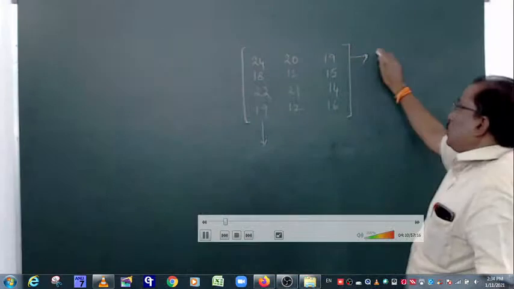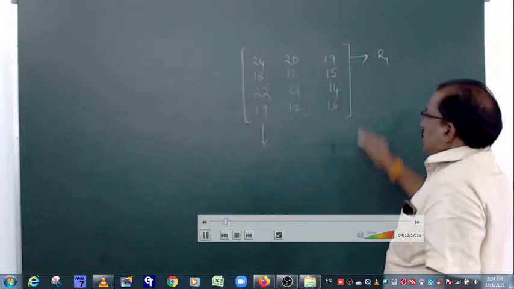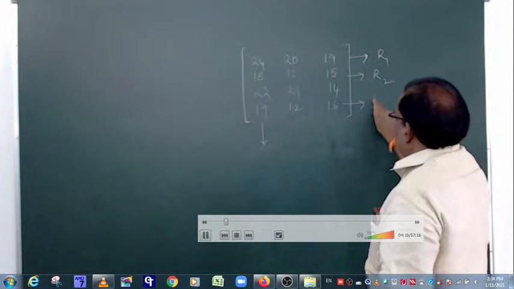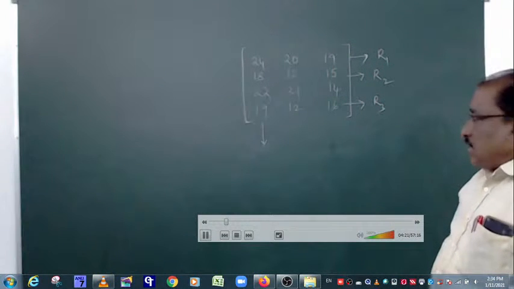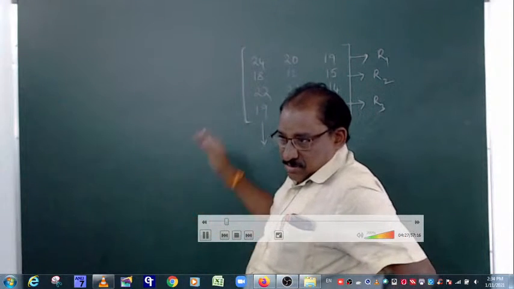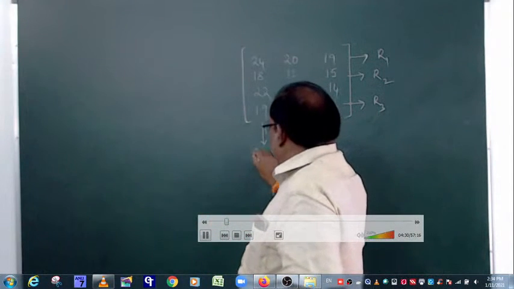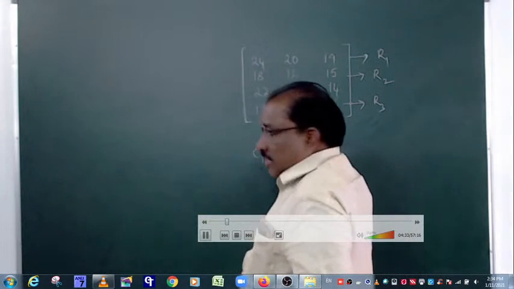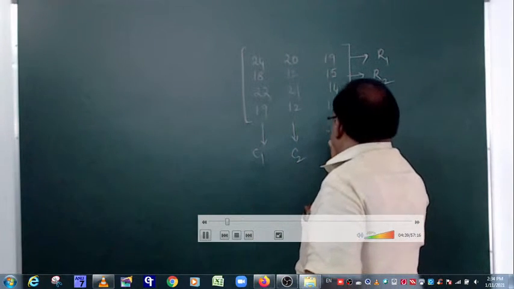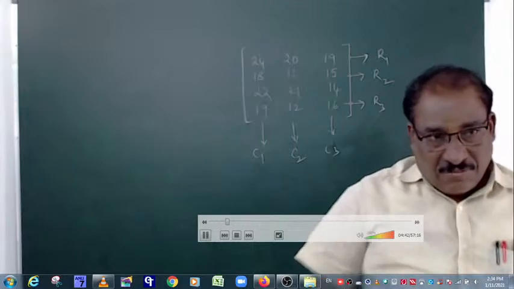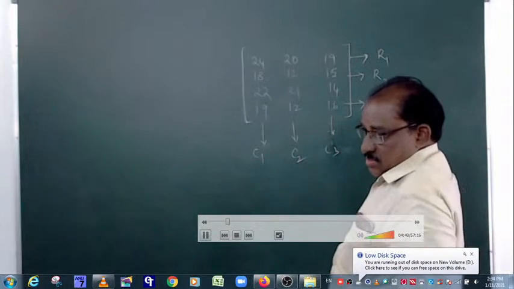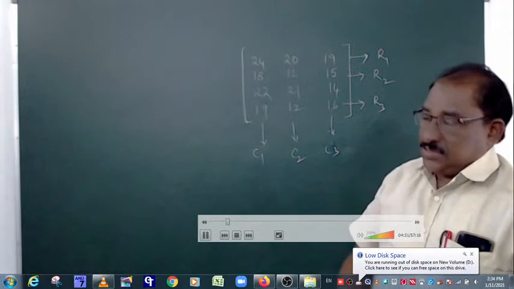This is the first row, R1. This is the second row, R2. This is the third row, R3. Like that, the vertical lines are called columns. C1 is the first column, C2 is the second column, and this is the third column. How many rows and how many columns are there? There are 3 rows and 3 columns.